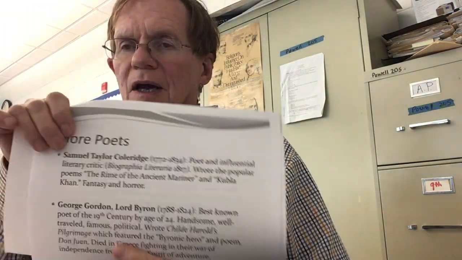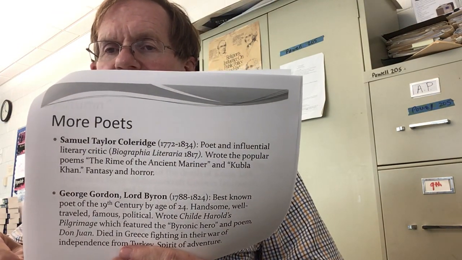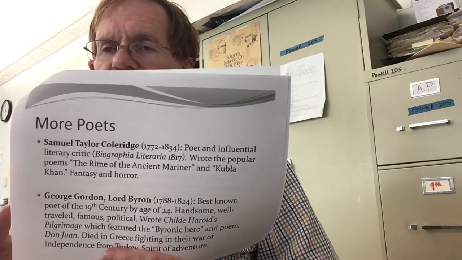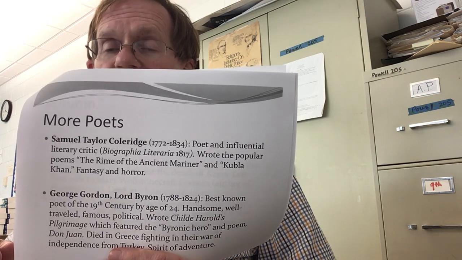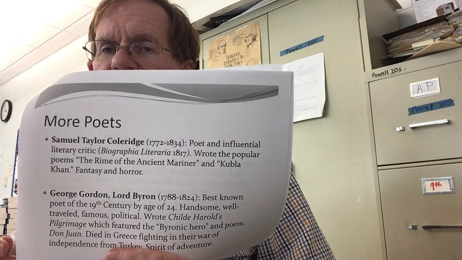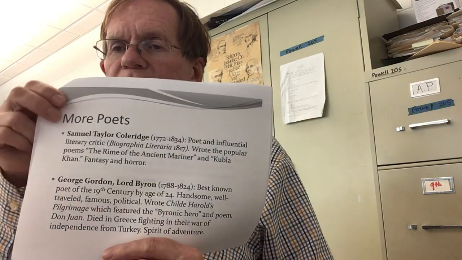And the last of the older guys is Coleridge, the best friend of Wordsworth. He, with Wordsworth, wrote the Lyrical Ballads, which is something you need to know about Wordsworth. He was also known as a literary critic, and he was known for his interest in the supernatural and the horror genre. Those are the three older guys.